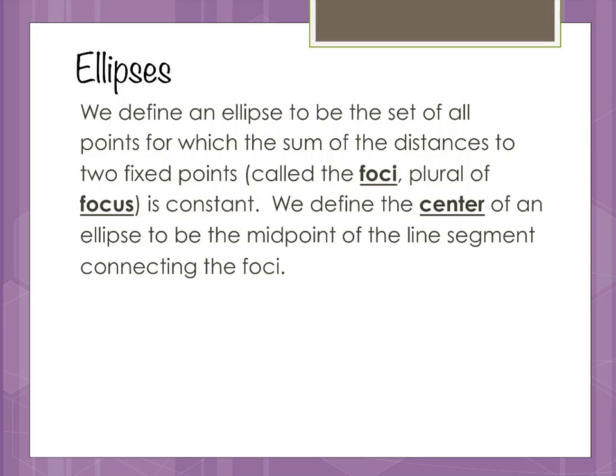We can define an ellipse to be the set of all points for which the sum, that's an important word, we'll see that used later, the sum of the distances to two fixed points called the foci, the foci is plural of focus, is constant. Okay, so sum of the distances. We define the center of the ellipse to be the midpoint of the line segment connecting the foci. And there's another way you can describe that with a little bit more language, but let me draw a picture first.